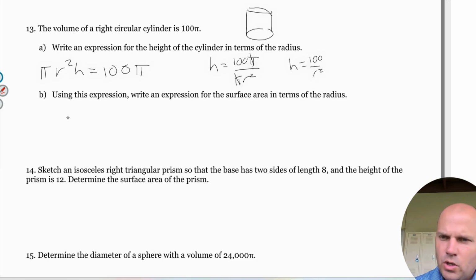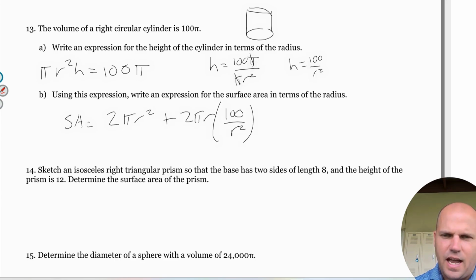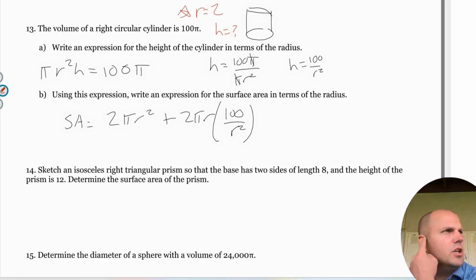I'll show you this. Using this expression, the surface area: I have 2 pi r squared, then I have 2 pi r times h. I'm just going to write it like that. Now, this is great and all, but most likely, here's what it's going to look like. If the radius is 2, what is the height? I'll give you one extra piece of information, and you have to solve for the other.